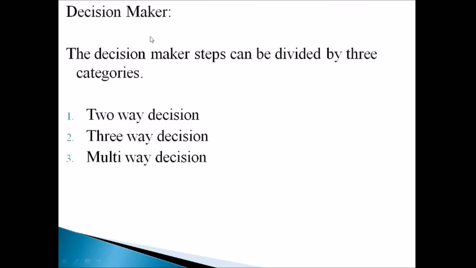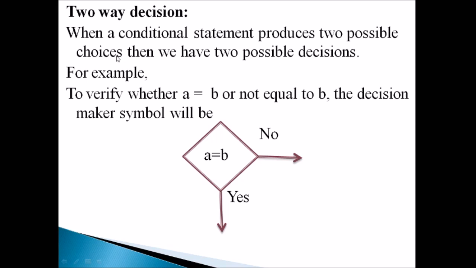Okay, and we have seen a diamond symbol that is used for decision, whether it is true or false or yes or no, likewise, isn't it? So in that case we have three different types of decision makers. Those are two-way decision, three-way decision and then multi-way decision. The possibilities to make a decision using a diamond symbol are classified here in categories. Okay, the first one, two-way decision. When a condition statement produces two possible choices, that is true or false or yes or no, likewise. Okay, when a condition produces two possible choices, then it is called two-way decision.